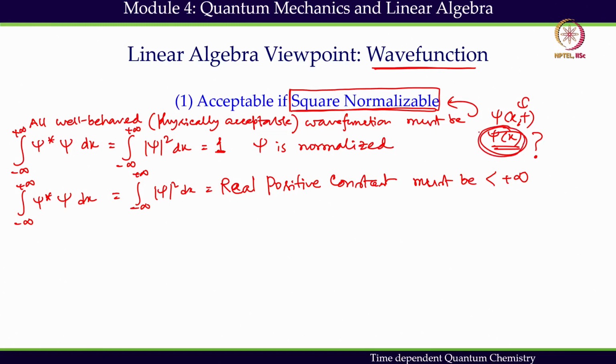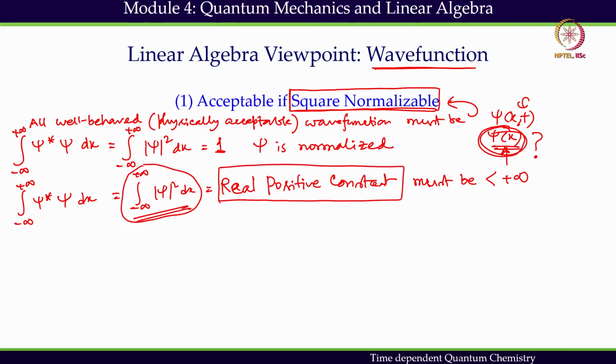So the first question is, if somebody proposes that this wave function is the solution for a particular quantum system, then immediately we have to check whether the proposed wave function is acceptable as a solution in quantum mechanics. And how do I check that? I can check it by taking this integration and finding out whether it gives me a real, positive, finite constant value. If it is becoming 0, or if it is becoming infinite, I cannot accept that wave function.